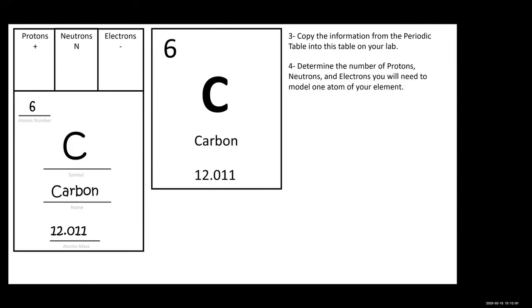Now, we're going to determine the number of protons, neutrons, and electrons you will need to model one atom of your element. In order to do that, you have to know that your number of protons equals your atomic number. So when you see this number here, you know that that is the number of protons you will be needing for this lab. And your electrons are going to be the same as your protons in an atom of neutral charge. So I want you to look under the words protons, neutrons, and electrons in the top of the table there on the left.